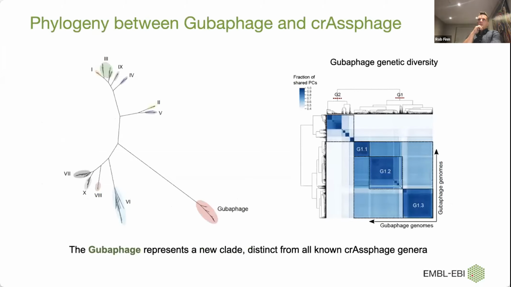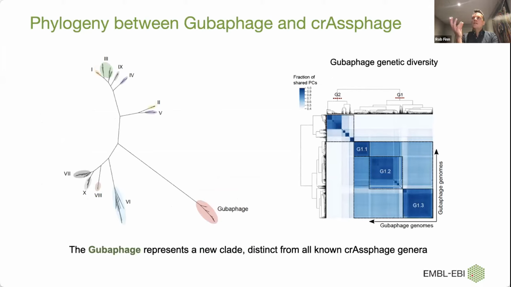So we did a lot of work to make sure that this goober phage was actually an extension of the crass phage. And this really illustrates on the left-hand side that this was quite distinctive. So we built a phylogenetic tree of those. This definitely represents a distinct clade.